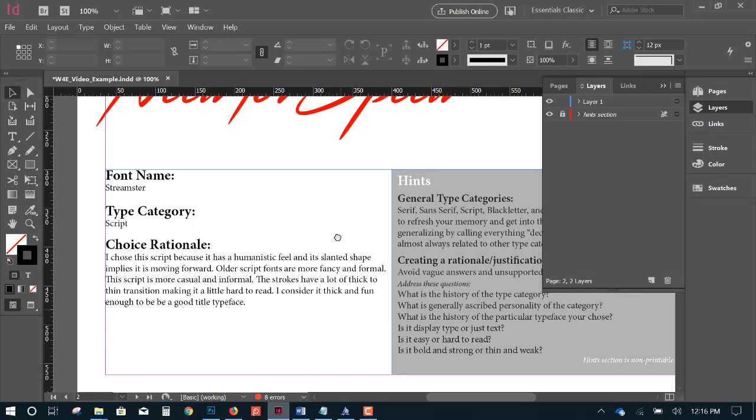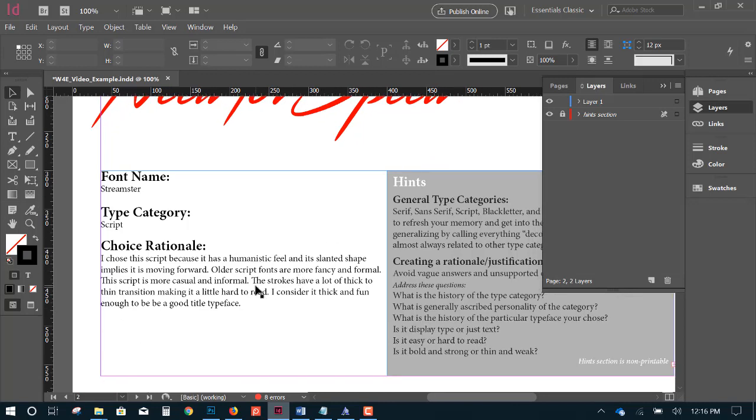But basically here, that's what I established. I chose a script because it has a humanistic feel, and its slanted shape implies it is moving forward. Again, that isn't straight out of the book or anything. It's partially my own opinion. Older script fonts are more fancy and formal, and this is true.